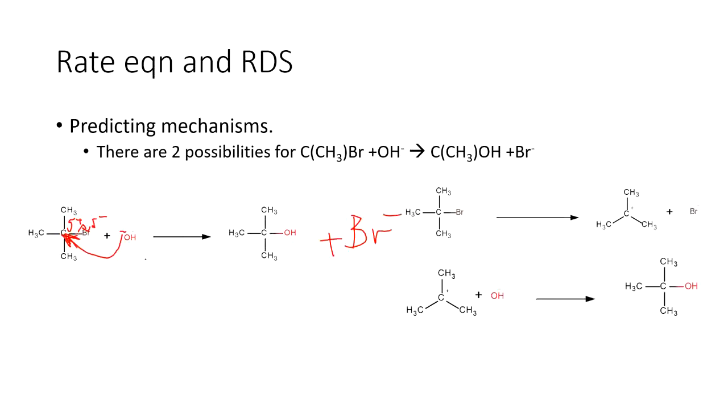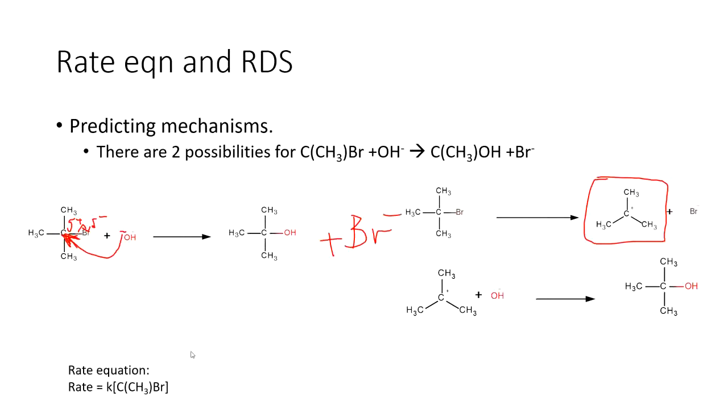Alternatively, we can actually have a two-step mechanism where the bromide ion is lost first, and of course here this would actually be reasonably likely because we're forming a tertiary carbocation. So that intermediate here, which isn't going to hang around for very long, is actually pretty stable. Okay, and then of course our tertiary carbocation can then react with the hydroxide ion and form our 2-hydroxy-2-methyl propane. Okay, to work out which is which, we would need to look at the rate equation.